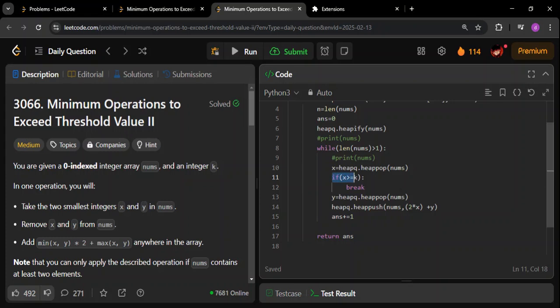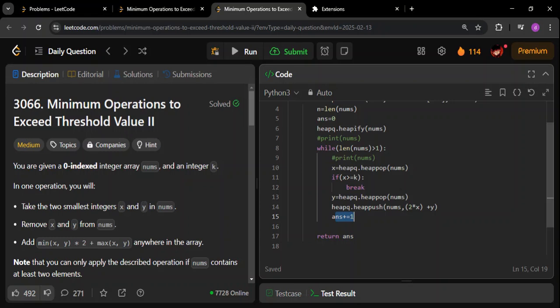If x is greater than or equal to k, that is, if the smallest element itself is greater than or equal to k, break out, do not continue further. If that is not the case, pop the second smallest element. Once you have the smallest and the second smallest element, do this calculation. That's what we are doing here. As you can see, we are doing this calculation, and this will be inserted. Since all the three operations are done, we'll increment the answer by 1.